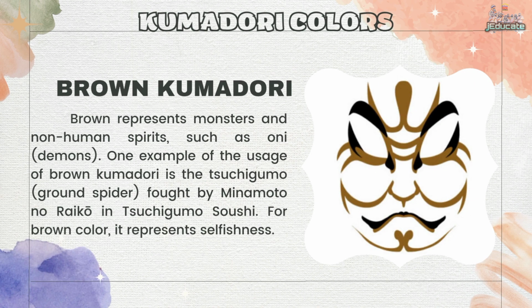Brown KUMADORI. Brown represents monsters and non-human spirits, such as oni, demons. One example of the usage of brown KUMADORI is the Tsuchigumo, ground spider, fought by Minamoto no Raiko in Tsuchigumo Zoshi. For brown color, it represents selfishness.